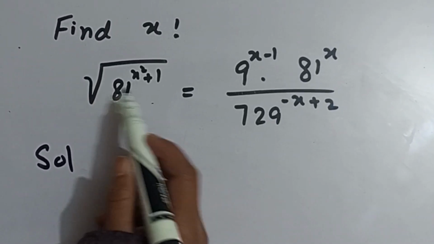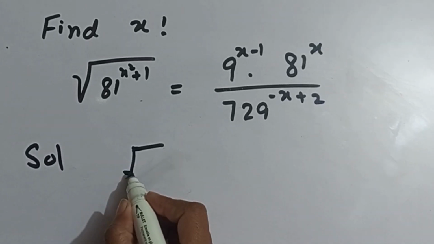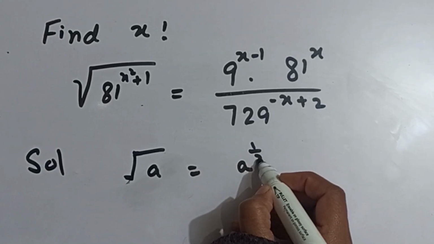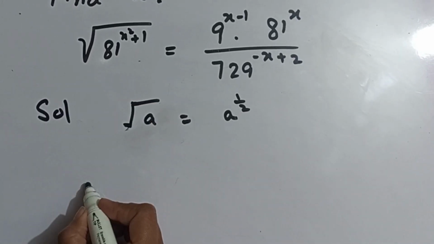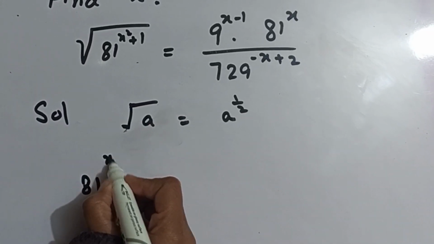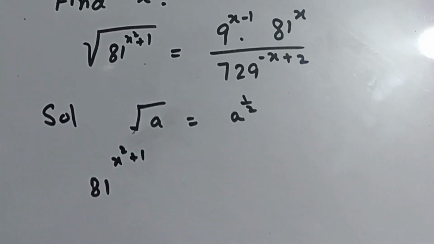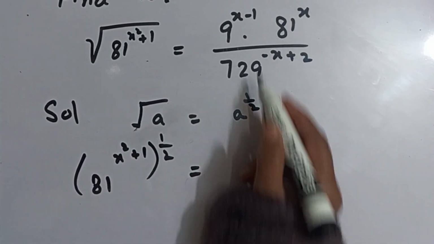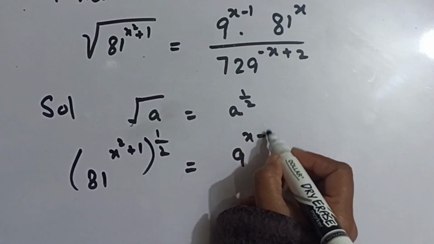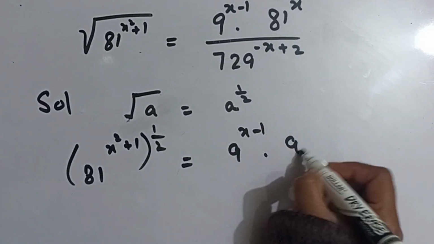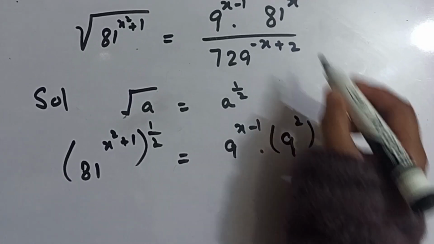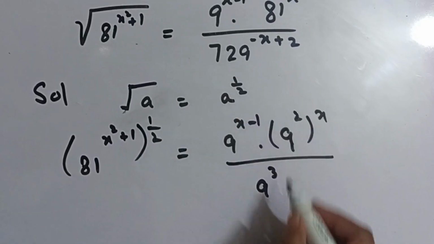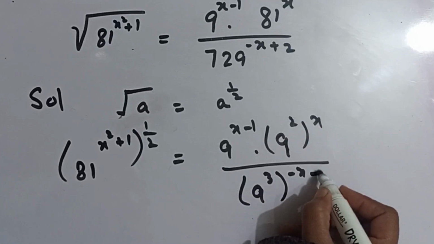Look at this. We have a square root, and we know that. So here we use the identity: square root of a, we write this as a raised to the power 1 over 2. So we write the left hand side as 81 raised to the power x² plus 1, and its power again is 1 over 2. This is equal to 9 with its power x minus 1, and this 81 we write as 9 squared, which is equal to 81, and its power is x, over this 729, we write this as 9 cubed, which is equal to 729, and its power is minus x plus 2.